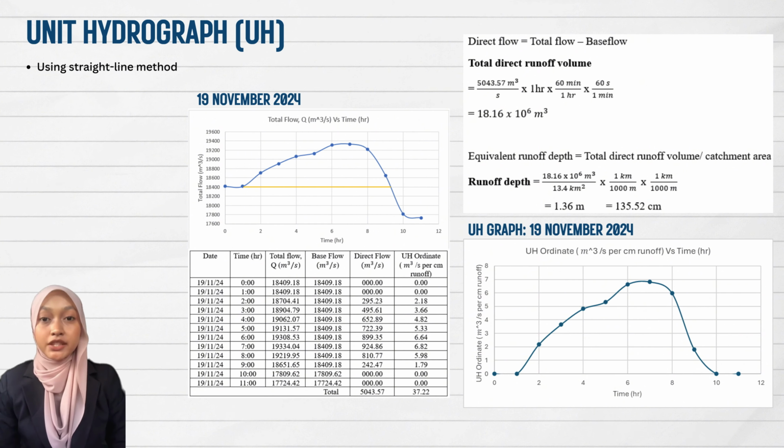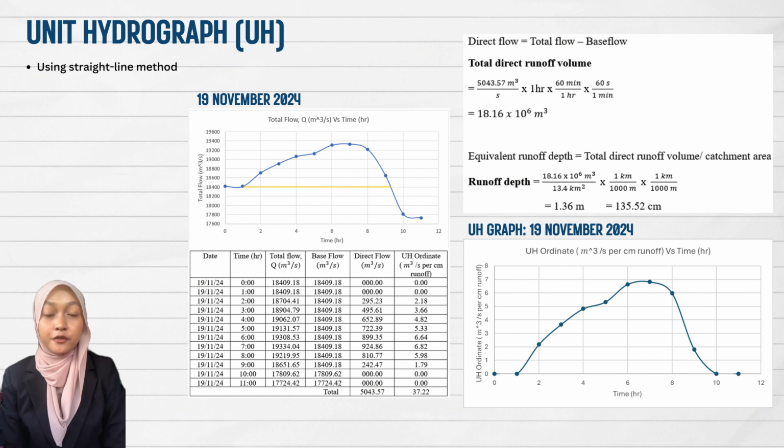To create the table, we need to include the columns for date, time, total flow, base flow, direct flow, and UH ordinate. The total flow column will show the flow values for each time. The base flow is determined by drawing a straight line to separate it from the rest of the flow. Direct flow is calculated by subtracting base flow from total flow. And finally, the UH ordinate is found by dividing direct flow by the runoff depth.